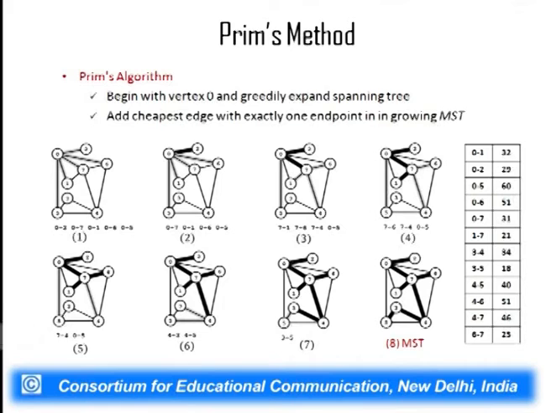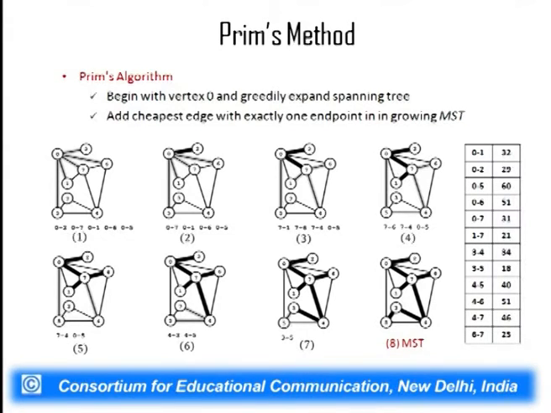One more method is there, that is Prim's method. Now, what Prim suggested is, let us begin with a particular vertex, say 0 or any other vertex you can take up, and then greedily expand the tree, keeping in mind the properties of a simple spanning tree should not get violated. And we choose the cheapest edge that has exactly one endpoint in the growing MST. So, let us see how.